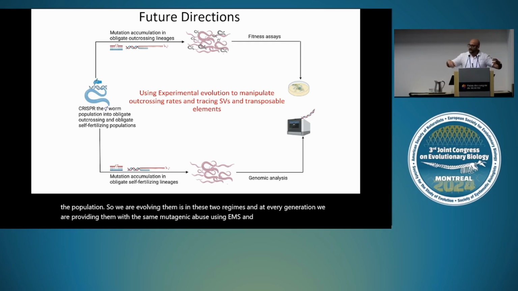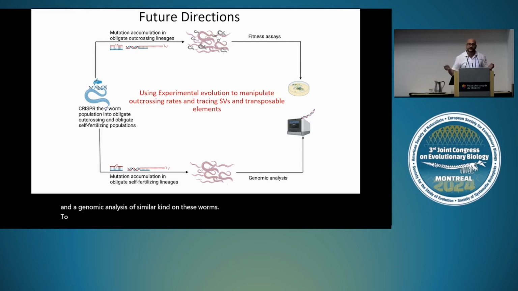And after a certain number of generations, we have decided on 20, we are going to do again a fitness assay and a genomic analysis of a similar kind on these worms to see if outcrossing in itself can make a difference in the mutation purging ability of SNPs versus structural variants, because what we have found so far is that the strains are dealing differently with both of these kinds of mutations.